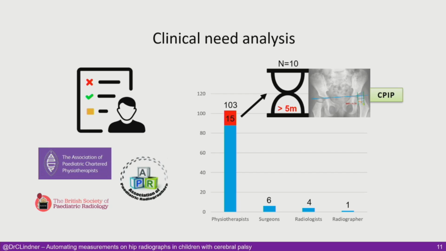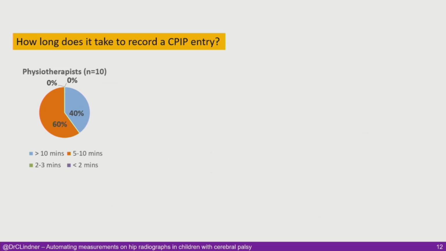We were then interested in, okay, if that's just the measurement, how long does it currently take to measure the image but then also report that information as part of the CPIPs program? Here we found that it takes at least 5 minutes, and more than a third of respondents said it will actually take them longer than 10 minutes to go through that whole process.